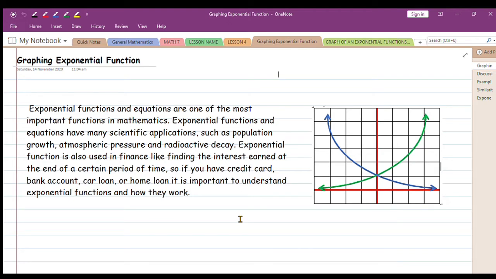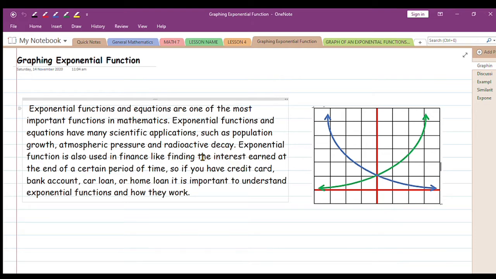So our topic for this moment is all about graphing exponential functions, or an introduction to graphing exponential functions. Now, exponential functions and equations are one of the most important functions in mathematics. Exponential functions and equations have many scientific applications such as population growth, atmospheric pressure, and radioactive decay.